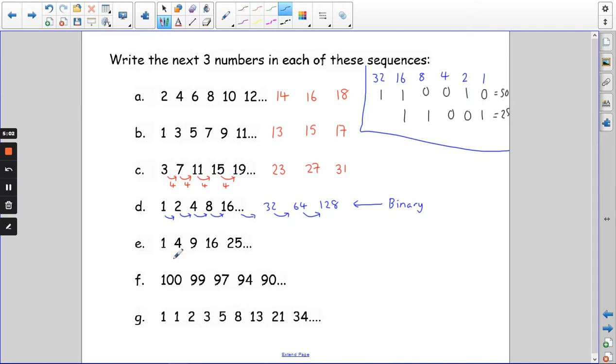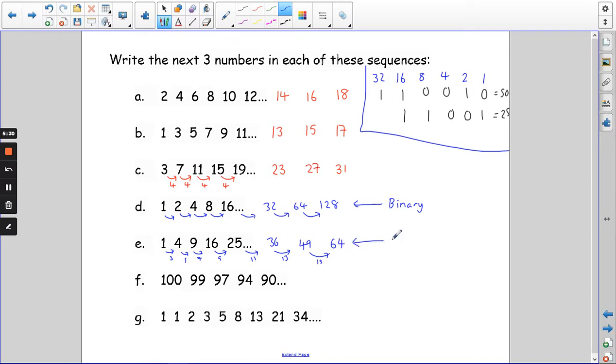Right, E, what's happening here? It goes 1, 4, 9, 16, 25. If you look at the gaps, it goes 3, 5, 7, 9. And there is actually a pattern down there. So it goes 3, 5, 7, 9, 11 makes 36. Okay, 13 makes 49. And 15 makes 64.